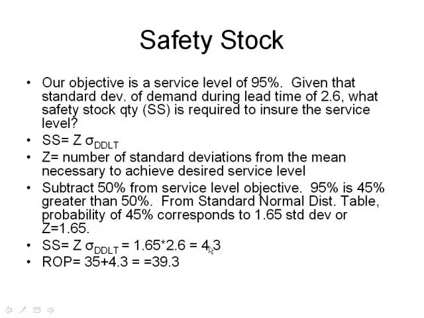So if we put it all together, we add that 4.3 units of safety stock to our demand during lead time of 35 to get our reorder point. Reorder point of demand during lead time of 35 plus safety stock of 4.3 is equal to 39.3. So if I order when I have 39.3 units on the shelf, that will assure me of having a 95% service level.